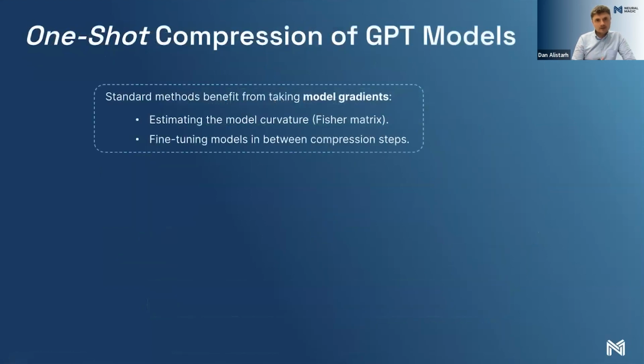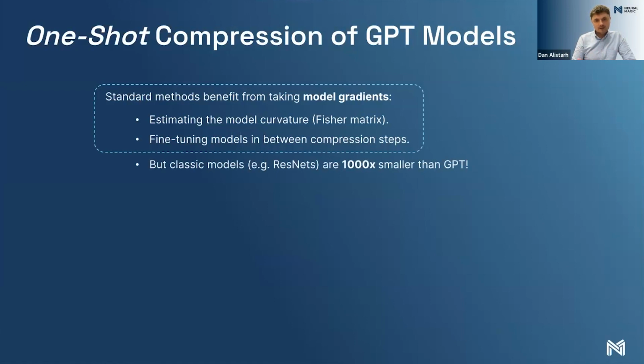So, all right, what is so special about compressing GPT models? Well, the key issue, which I mentioned before, is that we cannot train. Standard methods such as the ones I just enumerated benefit from taking model gradients. For instance, to take the model curvature, we need to estimate the Fisher matrix, and we can also benefit from the fact that we can fine-tune or retrain our model slightly in between the compression steps to adjust its output behavior.